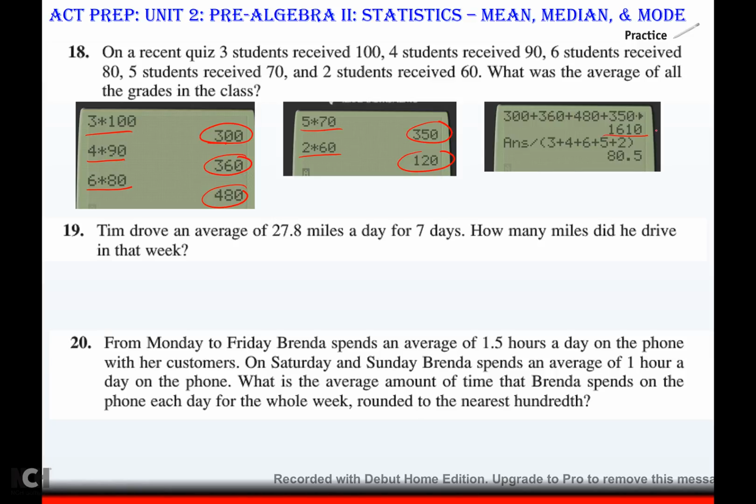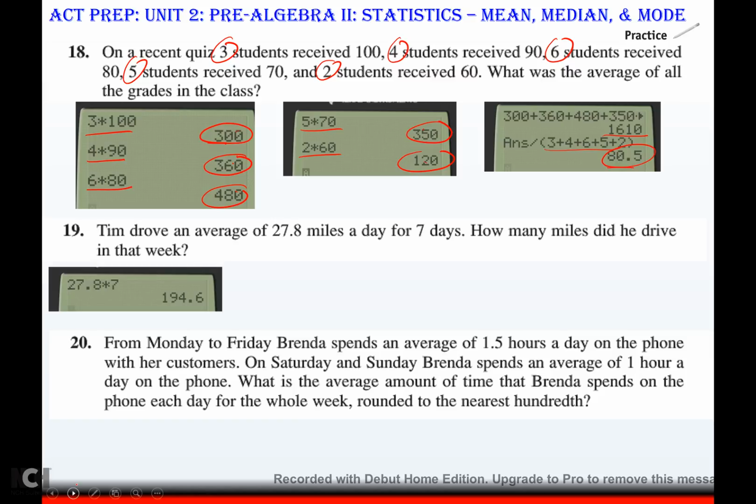And then I have to divide by the total number of students. You don't go, I added 1, 2, 3, 4, 5 things, so I divide by 5. No, you got to get the total number of students. There was 3 here, 4 here is 7, 6 more is 13, 5 more is 18, 2 more is 20. And so I just wrote it out instead of adding it up in my head. And so the average of all of them would be 80.5%.